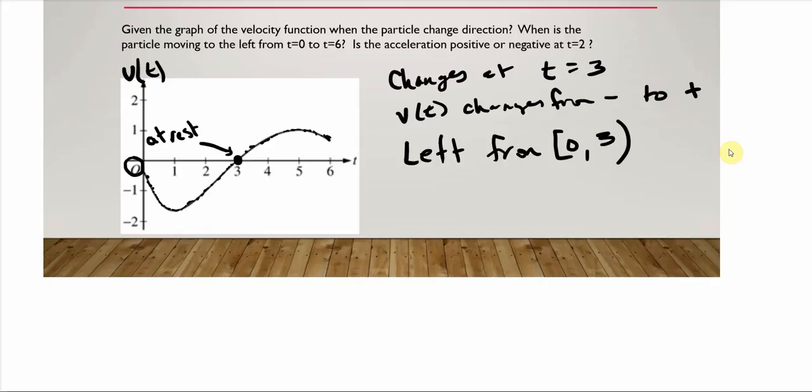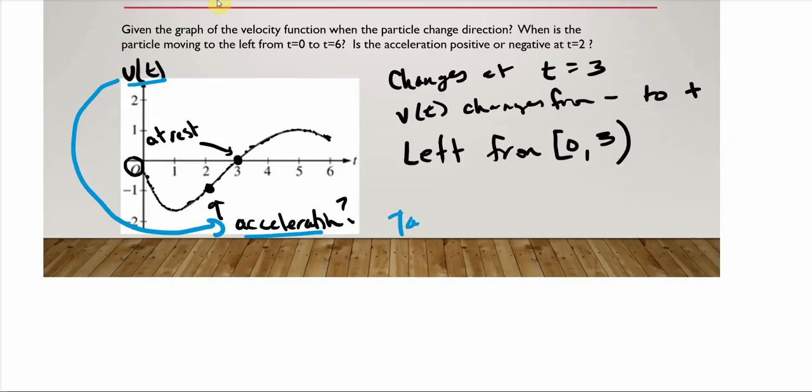Now the next question is, is the acceleration positive or negative at t equals 2? So right there they're asking, what is my acceleration at that point? That's the big question. So you have to ask yourself, I want acceleration, but I'm given velocity. What do I do to velocity to get to acceleration? Well, I take the derivative.